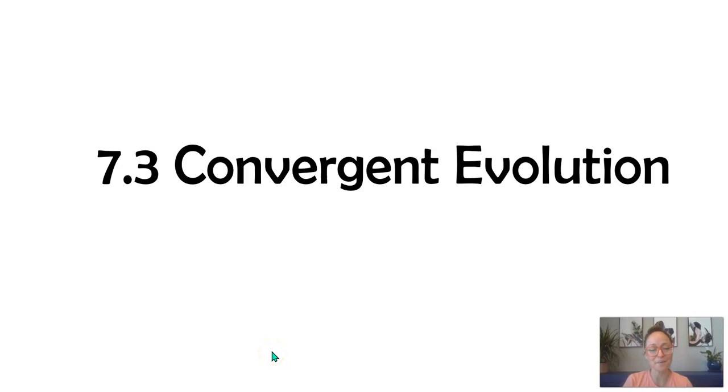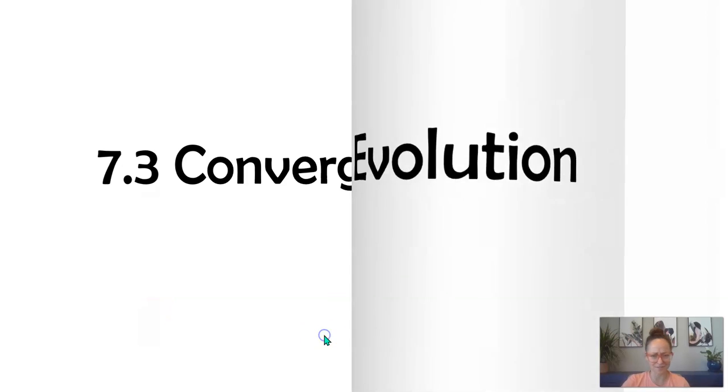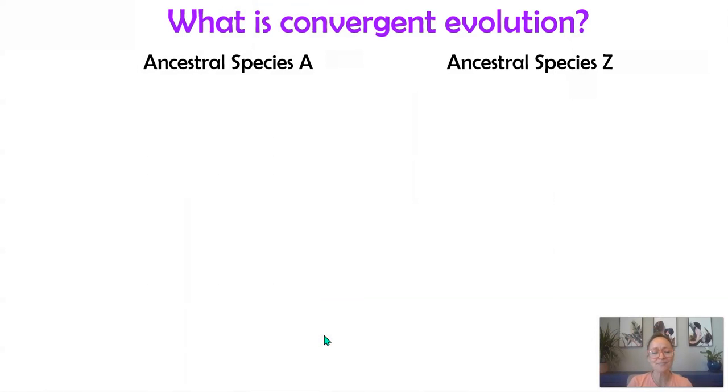Okay, so this is the second part to topic 7.3 for AP Bio. So this is convergent evolution, and at the very end, I'll talk very quickly about divergent evolution. So when we talk about convergent evolution and what it is, let's first think of the word convergent. Convergent means to kind of come together, or to converge.